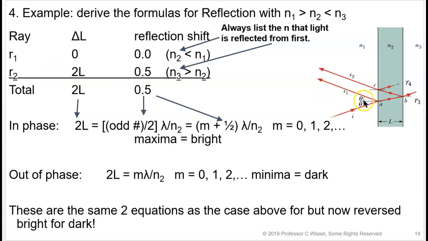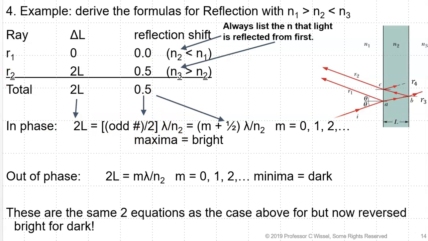For ray 2, you have a 2L path length difference because it goes through and bounces off here. And you also have a reflection shift of 1/2 because N3 is greater than N2. So the total of this is 2L and 1/2. So the 2L goes here and the 1/2 goes there.